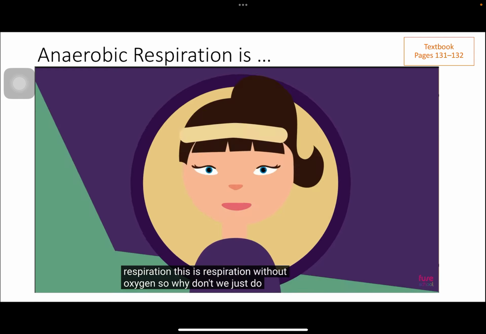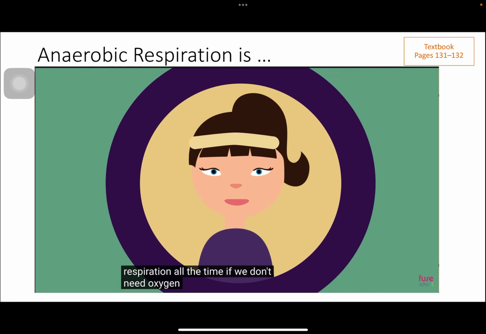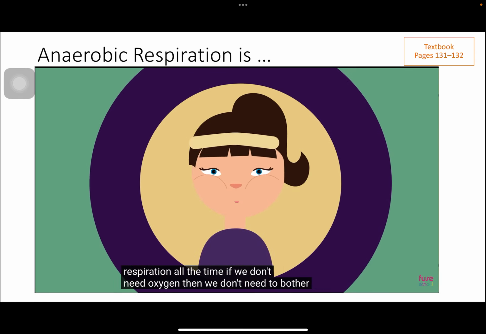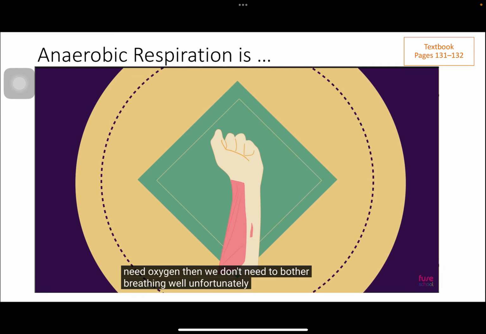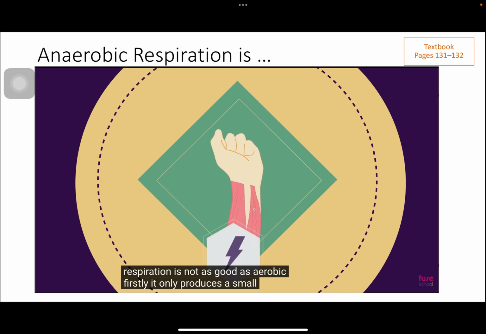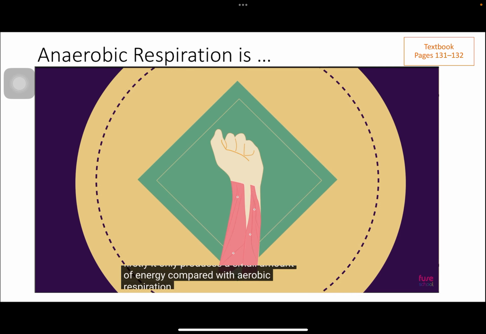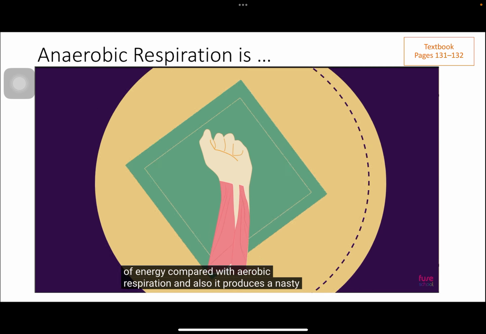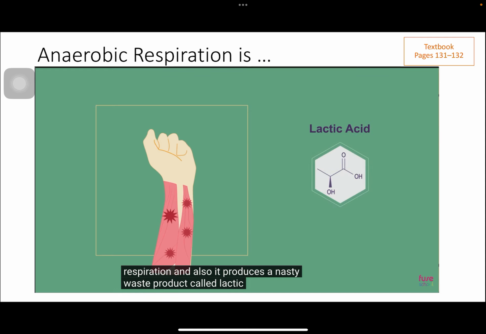So why don't we just do this respiration all the time if we don't need oxygen? Then we don't need to bother breathing. Well, unfortunately, anaerobic respiration is not as good as aerobic. Firstly, it only produces a small amount of energy compared with aerobic respiration, and also it produces a nasty waste product called lactic acid.